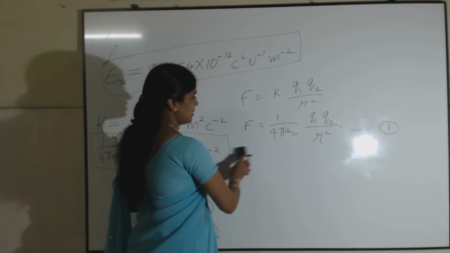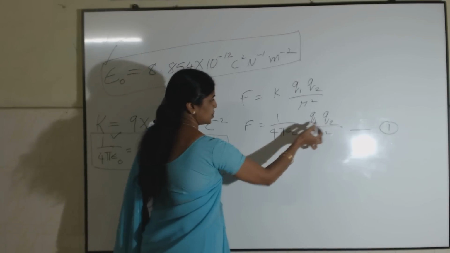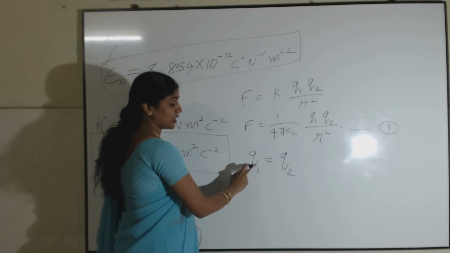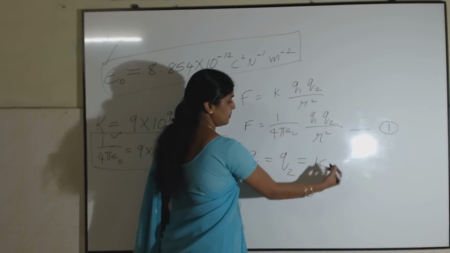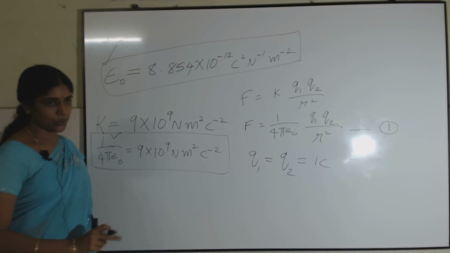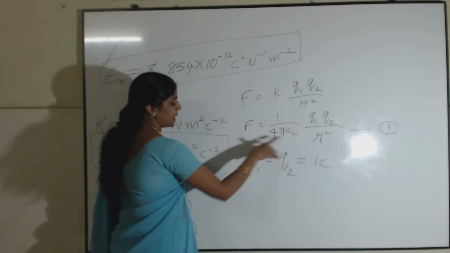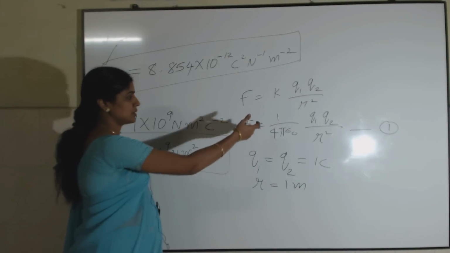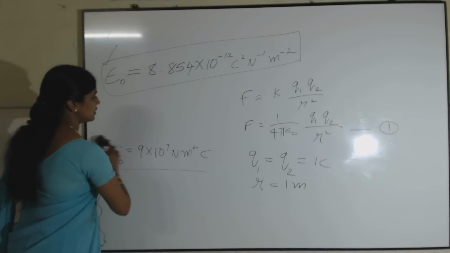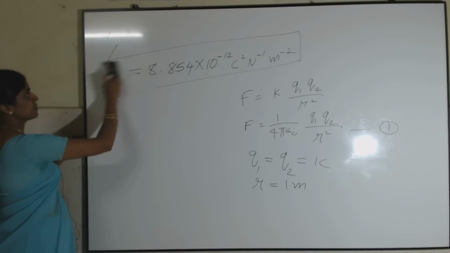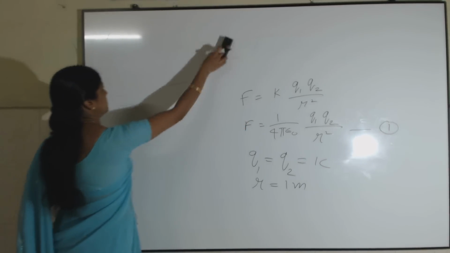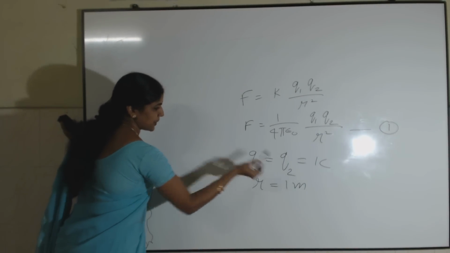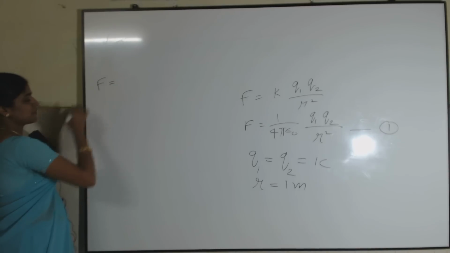Now, in this equation, if these two charges have unit charge, that is, the magnitude of these two charges is 1 coulomb, the two charges of the same magnitude are unit coulomb. If they are separated by a distance of 1 meter in air or vacuum, what happens to this formula? Substitute the values of Q1, Q2 in the above equation. So, if Q1, Q2 is equal to 1 coulomb and they are separated by a distance of 1 meter, what happens to this force formula?